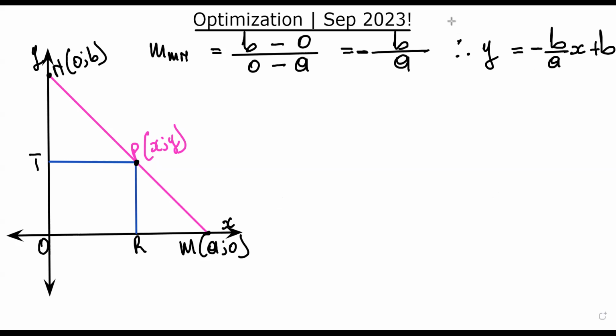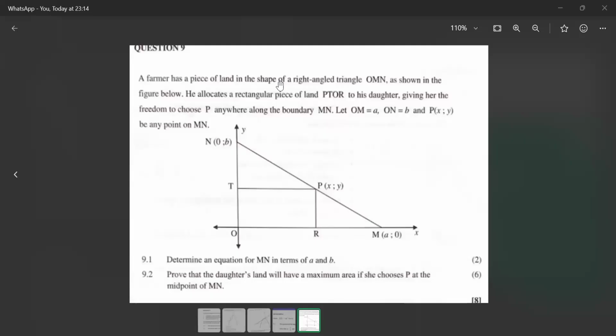Maybe we can cover it and say something like this to show that it's actually nice. Well, this one was relatively easy, so you didn't break a sweat in order to understand it. Now let's look at the next one. Well, here they say to us, prove that the daughter's land will have a maximum area if she chooses P at the midpoint of MN.